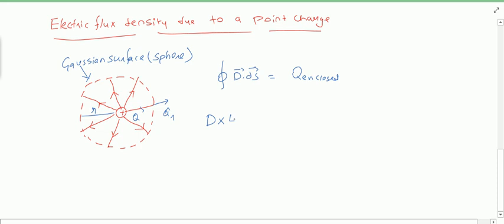The surface area of a sphere is 4 pi r square, and the total charge enclosed is q, so I can write D as q by 4 pi r square. We already know this from when we were writing the definition of electric flux density: the total flux passing through an area, where there was no closed surface. Here we are applying Gauss law, so this is a closed surface.